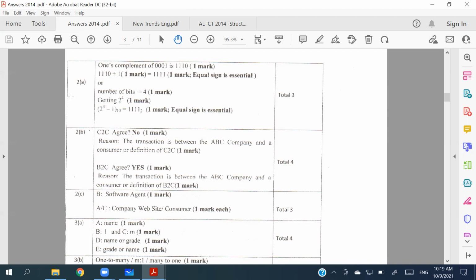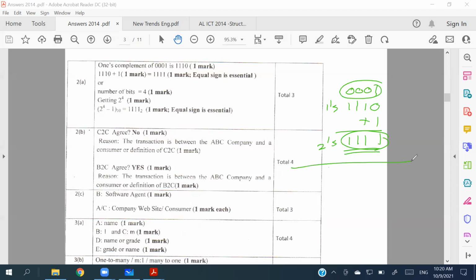So you can represent this thing in many different ways, right? Either you can take 0001 as they have done in the marking scheme. So you take 0001 and 1's complement it, that gives you 1110, then add a 1 and you get the answer, all ones. So this is the 2's complement. So you can say this represents the negative value of this, right? That is one way of doing it.